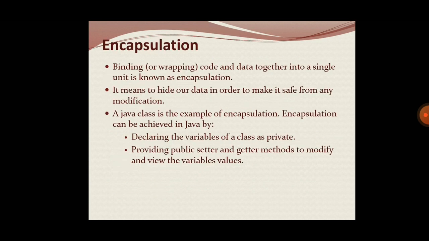Next is encapsulation, that is binding of code and data together into a single unit is called encapsulation. It means hiding the data in order to keep it safe from any modification. The best example is the medical capsule, where the drug is always safe inside the capsule. Similarly, through encapsulation, the methods and the variables of a class are well hidden and safe.